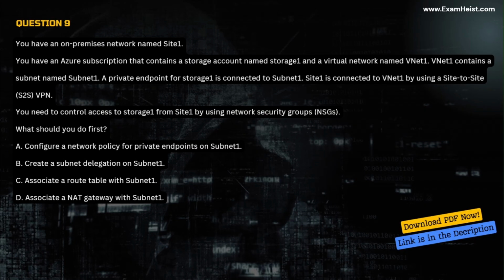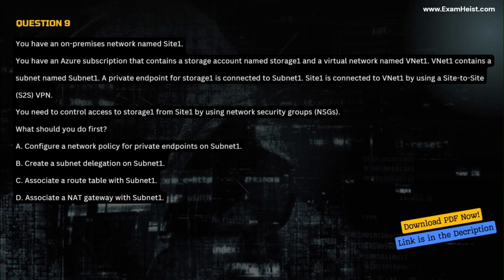Question 9. You have an on-premises network named Site1. You have an Azure subscription that contains a storage account named Storage1 and a virtual network named VNet1. VNet1 contains a subnet named Subnet1. A private endpoint for Storage1 is connected to Subnet1. Site1 is connected to VNet1 by using a site-to-site S2S VPN. You need to control access to Storage1 from Site1 by using network security groups, NSGs. What should you do first?